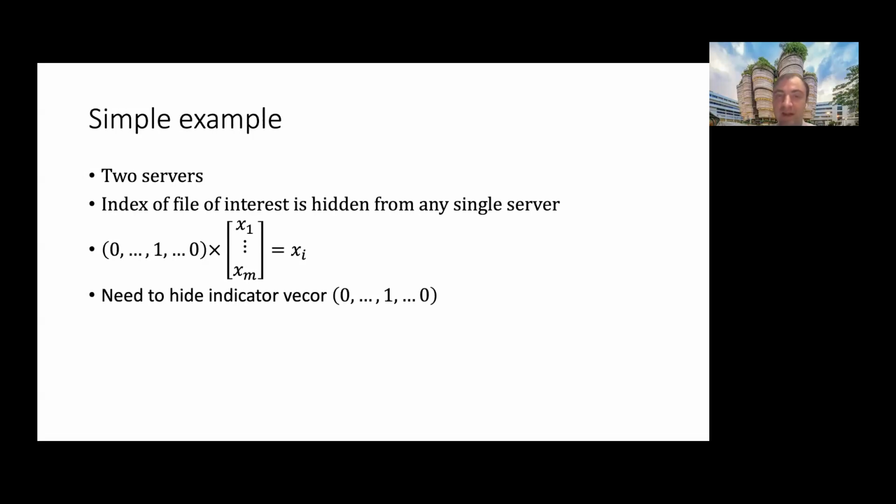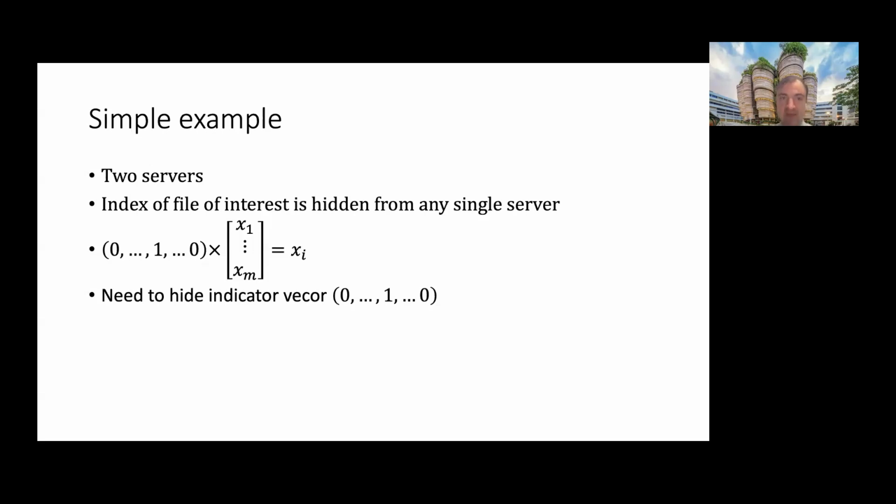Before I proceed further, let me introduce a simple example to explain how a private information retrieval protocol works, and consider a simple case of two servers. We want to ensure that the index of the file of interest is hidden from any single server. In this case, we can represent the database as a vector of M elements, x_1 through x_M. If we want to retrieve a file x_i, we can just multiply the database vector with the identity vector of the file of interest, a vector of all zeros except one in position i. As a result, we get x_i.